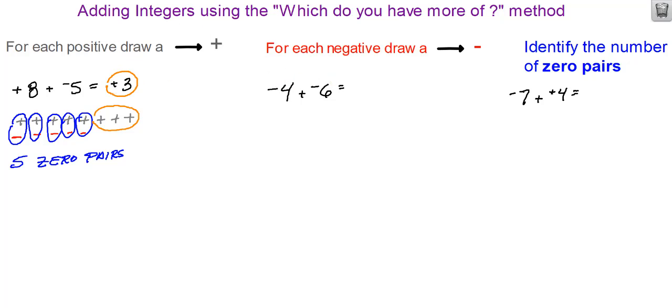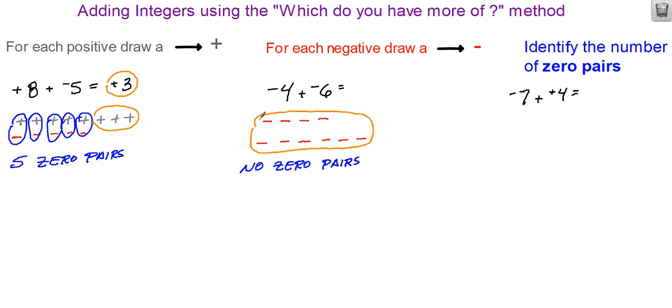Negative 4 plus negative 6. So we have four negatives. There they are, the first four. Then we have 6 more negatives. How many zero pairs? Well, in this case, there are no zero pairs. There's nothing that is canceling out. So since there is nothing that is canceling out, all of that is our answer, which makes our answer negative 10. If you add 4 negatives to 6 more negatives, you get 10 negatives.